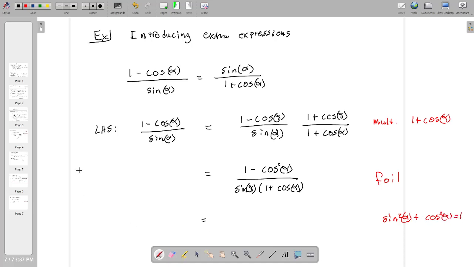I'll show you what I mean over here though. So we have 1 minus cosine squared alpha. If I subtract my cosine squared over, then I have exactly sine squared alpha is equal to 1 minus cosine squared alpha. And that's exactly what we have. So I can substitute 1 minus cosine squared alpha with sine squared alpha. So we end up with sine squared alpha divided by sine alpha times (1 plus cosine alpha).